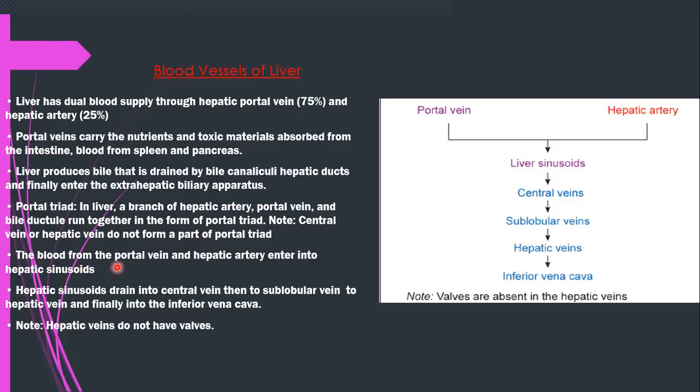So the blood from the portal vein and hepatic artery enters into the hepatic sinusoid. So there is mixing of arterial and venous blood in the sinusoids. Then hepatic sinusoids drain into the central vein, then into the sublobular vein, then to the hepatic vein, and then finally into the inferior vena cava. Note, hepatic veins are valveless. So this is how blood flows from the portal vein and also from the hepatic artery. It mixes in the liver sinusoids, then to the central vein, then to the sublobular veins, then to the hepatic vein, then into the inferior vena cava, then back to the heart.